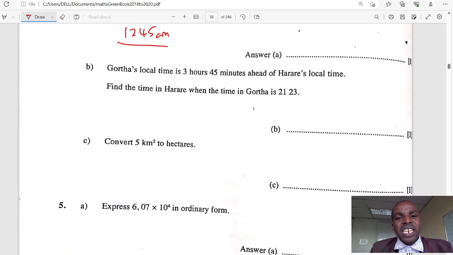Then B, Gota's local time is 3 hours 45 minutes ahead of Harare's local time. Find the time in Harare when the time in Gota is 21:23. Gota's local time is 3 hours 45 minutes ahead of Harare.